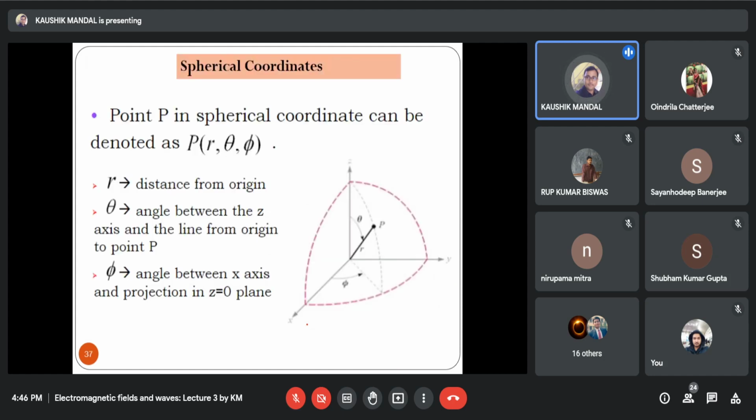Next, the spherical coordinate, I'll take it in the next class, because it's almost nearly 2 hours.